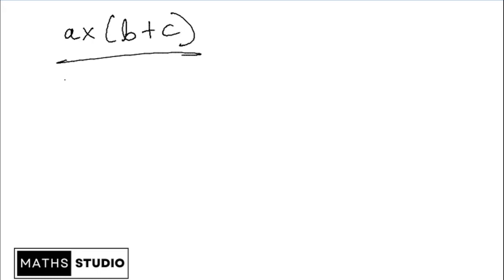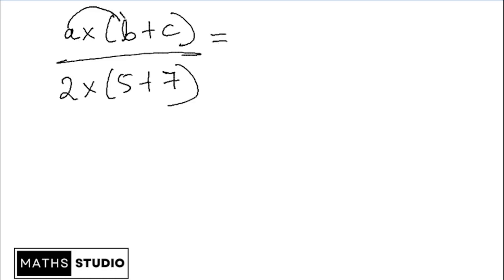Now we'll talk about the distributive law. Distributive law is of multiplication over addition. So A into B plus C. Let us take a number also, that would be easier. 2 into 5 plus 7. This can be written as A into B plus A into C.